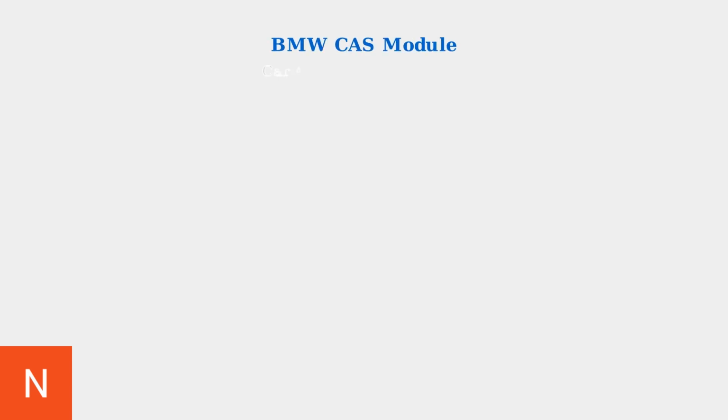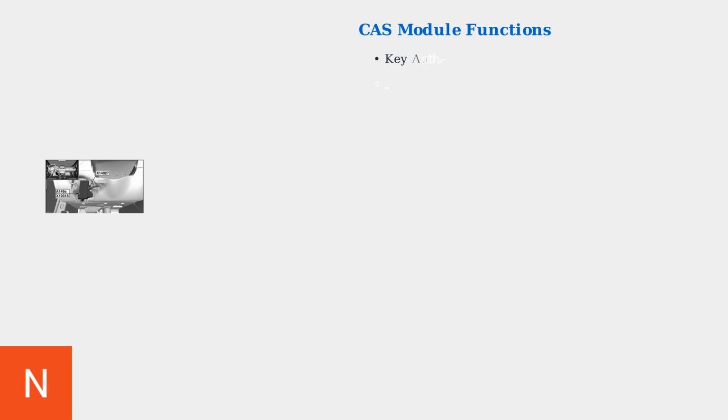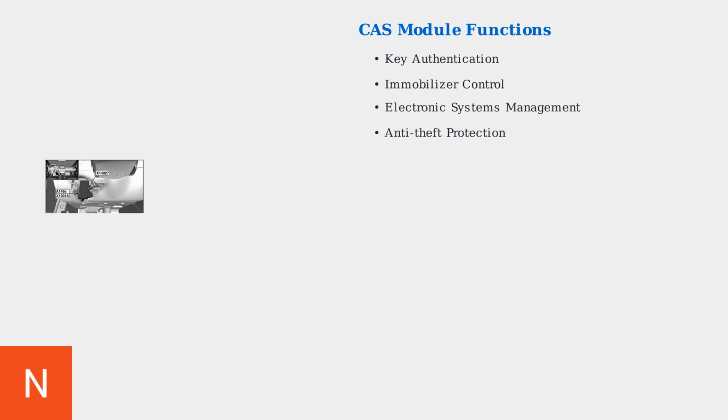The BMW Car Access System, or CAS module, is the central security and access control unit in BMW vehicles. This critical component manages multiple essential functions that keep your BMW secure and operational. The CAS module is typically located behind the dashboard or in the glove compartment.